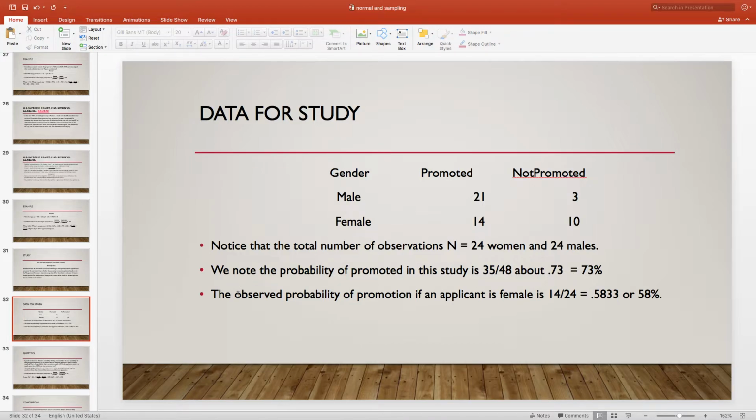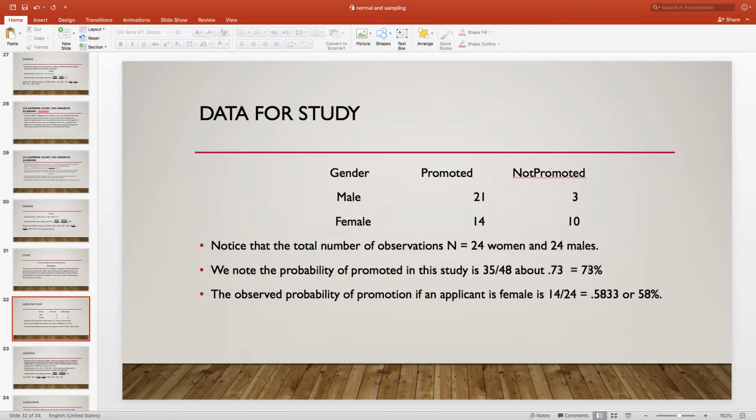The observed probability of a promotion if an applicant is female, if I look at only females, that's 14 out of 24, which is 58%. That's much less than the 73%.